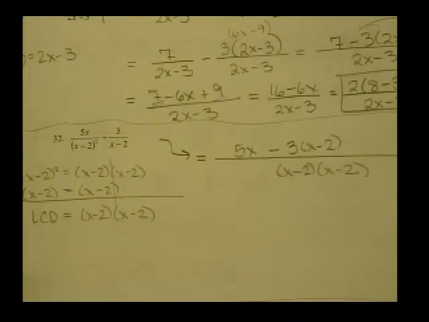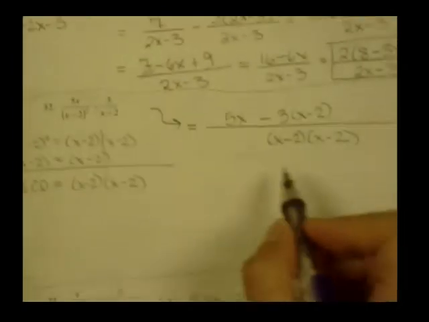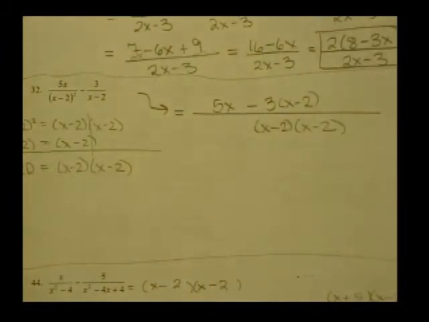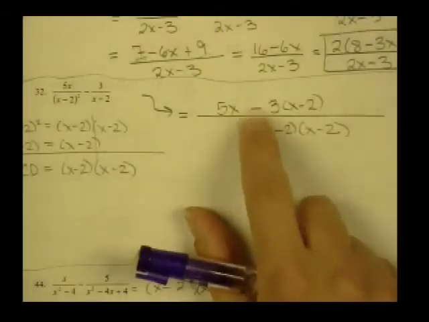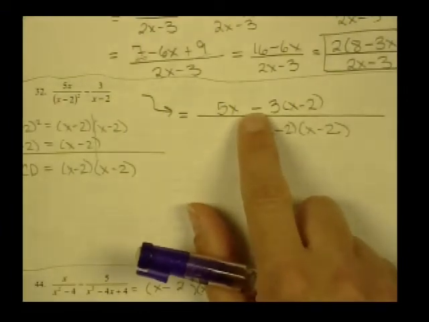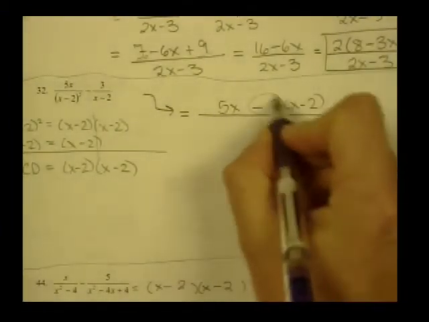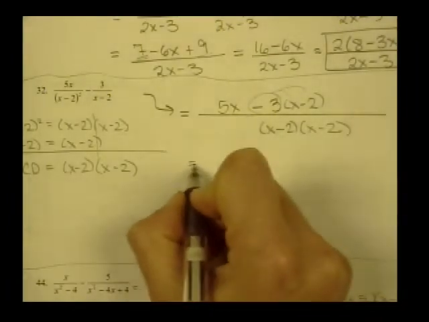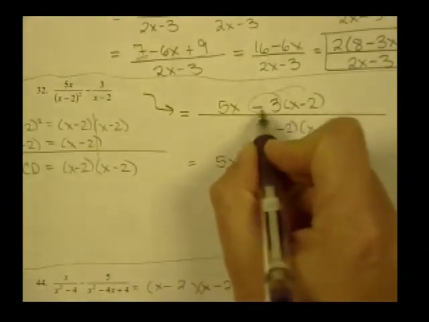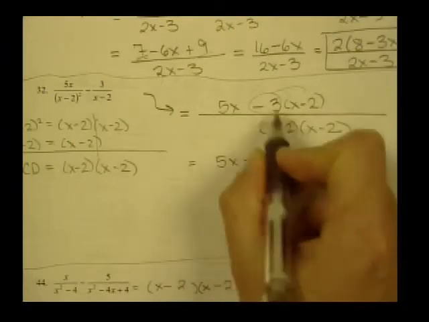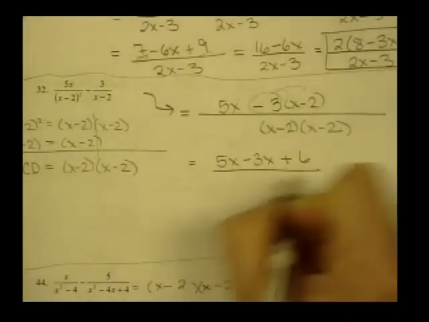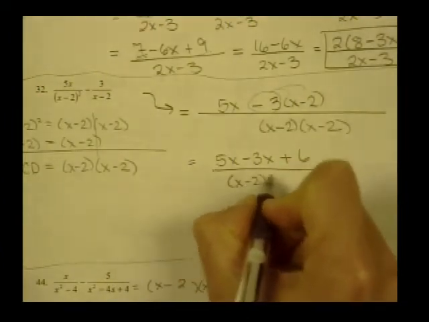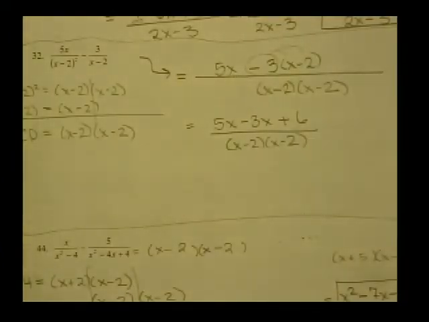So now the next step is to distribute. We want to get rid of parentheses. Or I should ask, can we cancel those x minus 2's? No, it's not factored, right? This negative is not inside parentheses, so it's not factored. So we have to distribute the negative 3. So we get 5x, negative 3 times x is negative 3x, and negative 3 times negative 2 is positive 6. And you can write x minus 2 times x minus 2, or you can write x minus 2 squared either way.